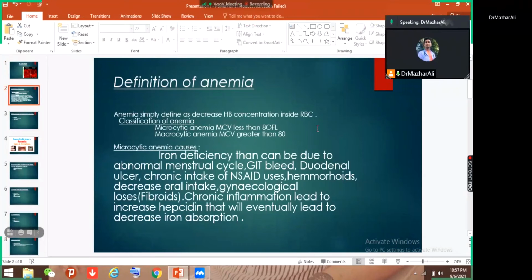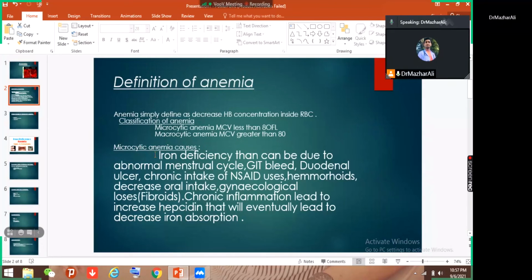Then we classify anemia. In the classification, there is microcytic anemia and then there is macrocytic anemia. In this lecture, I will just talk about microcytic anemia. So what is microcytic anemia? Microcytic anemia: micro means small and cytic means cell. So the cell size becomes small, and the cell here is the RBC.